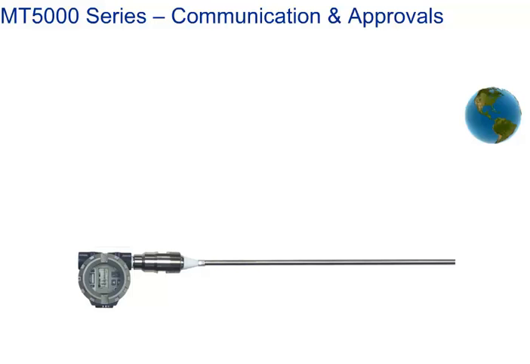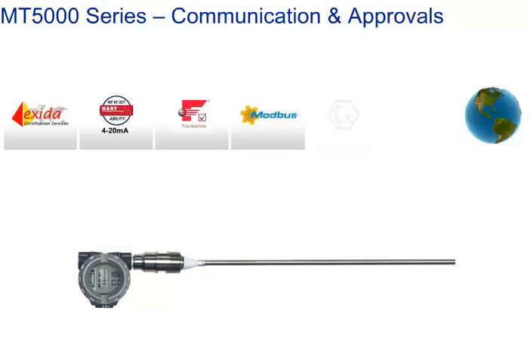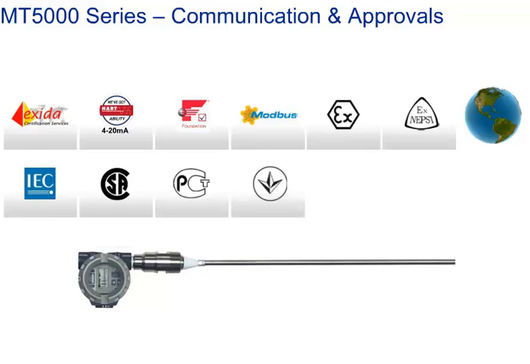The MT5000 is available with powder-coated aluminium or 316L stainless steel explosion-proof housing, as well as intrinsically safe configurations. Additionally, the outputs are available in SIL 3 certified 4 to 20 mA, HART, Foundation Fieldbus, as well as Modbus. These electronic options are available with many internationally approved options.